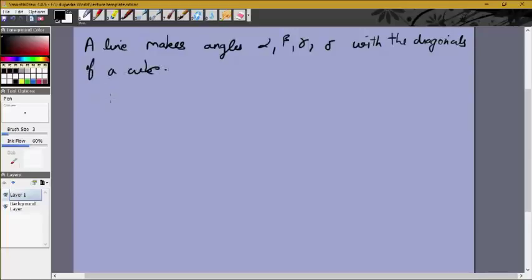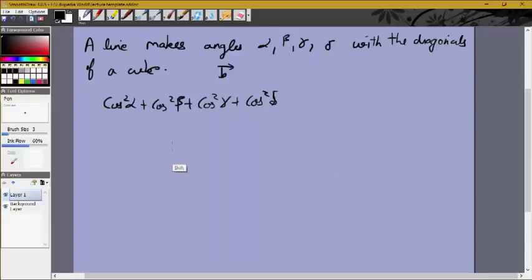We need to find the value of cos squared alpha plus cos squared beta plus cos squared gamma plus cos squared delta. Now we know there are 4 diagonals in a cube, so obviously the line will make a particular angle with each and every one of the diagonals. We'll just take the direction of the line to be the vector b, the consistent notation. Now we need the vector for the diagonals.